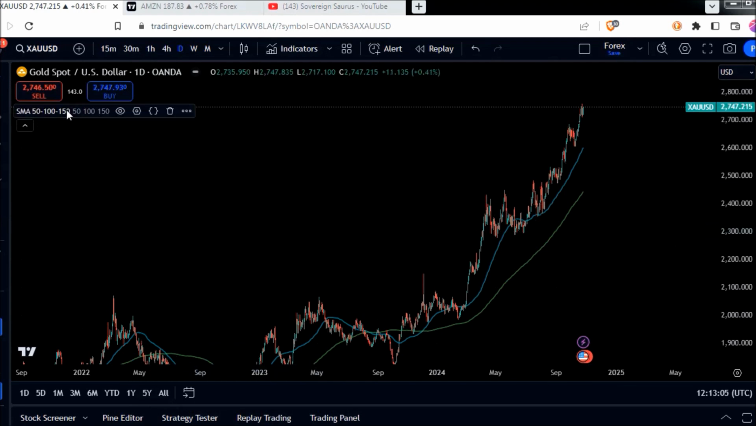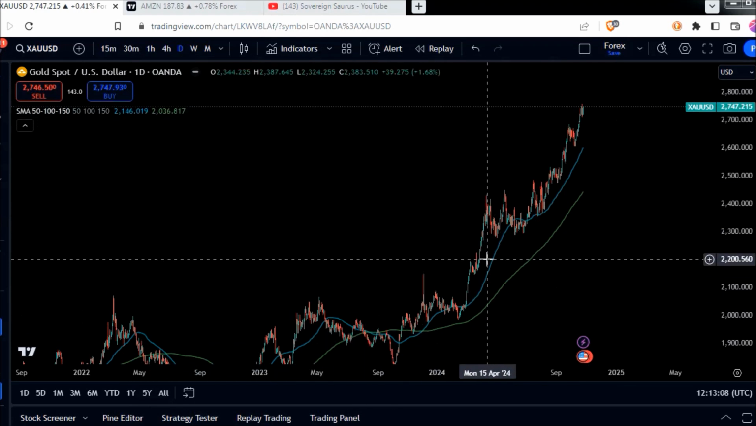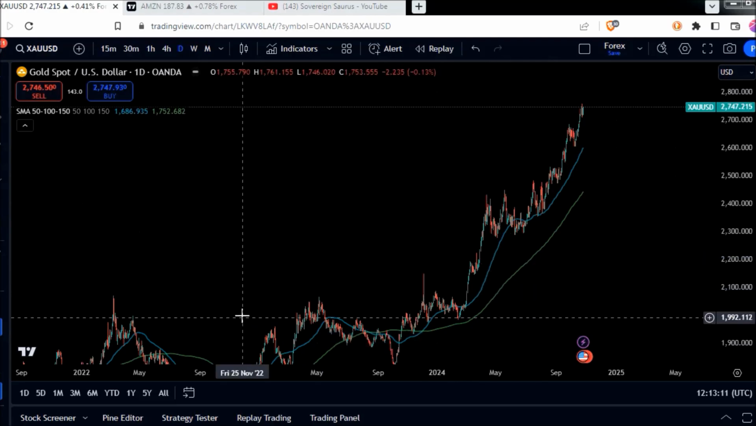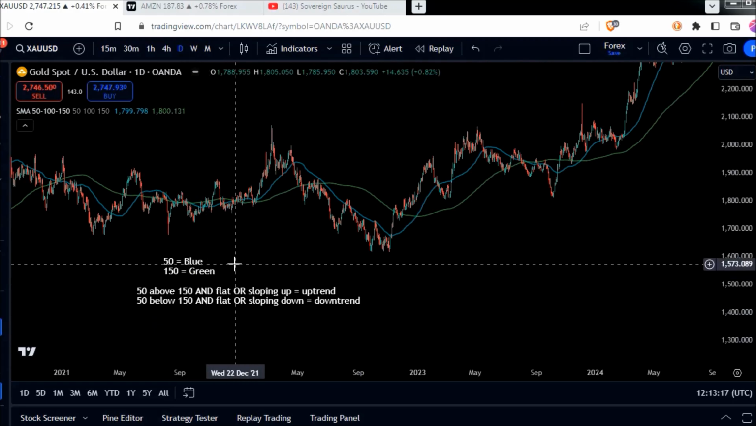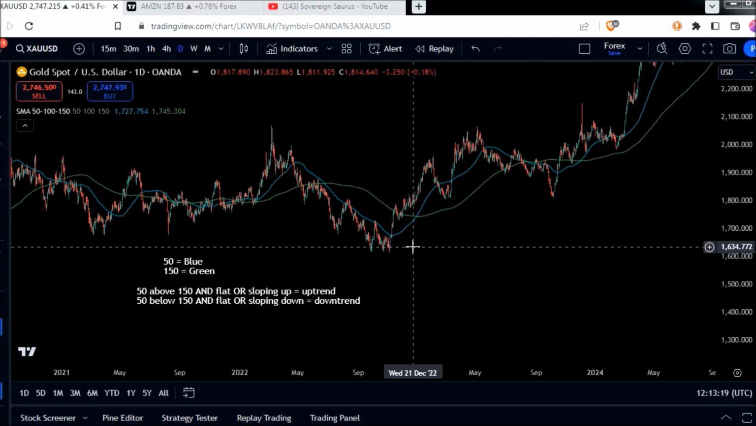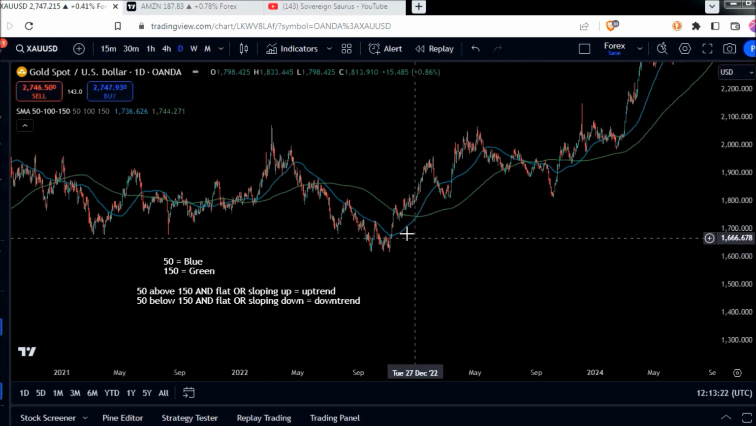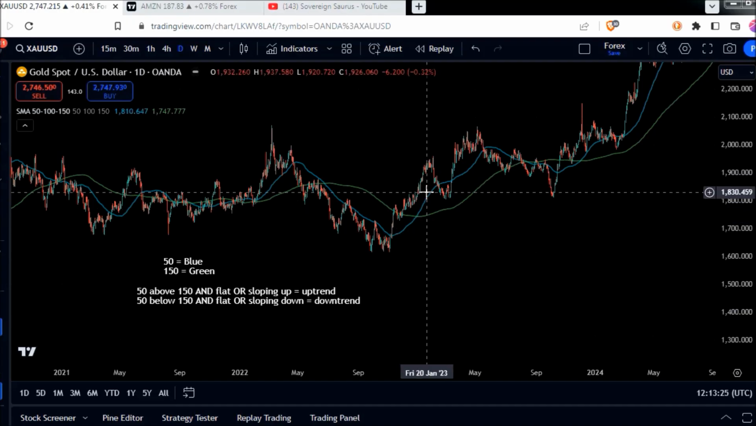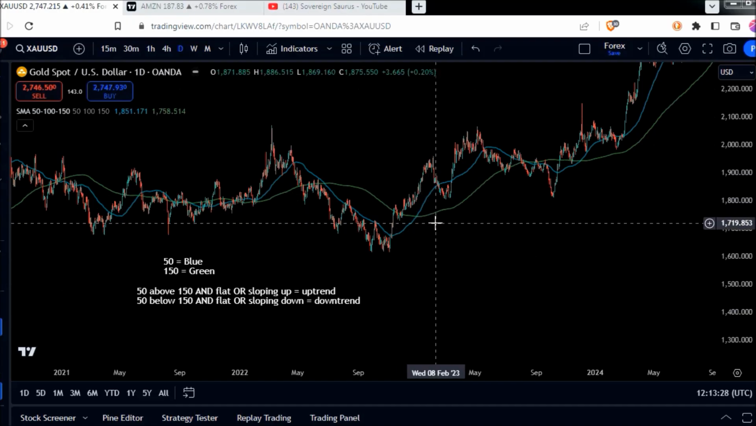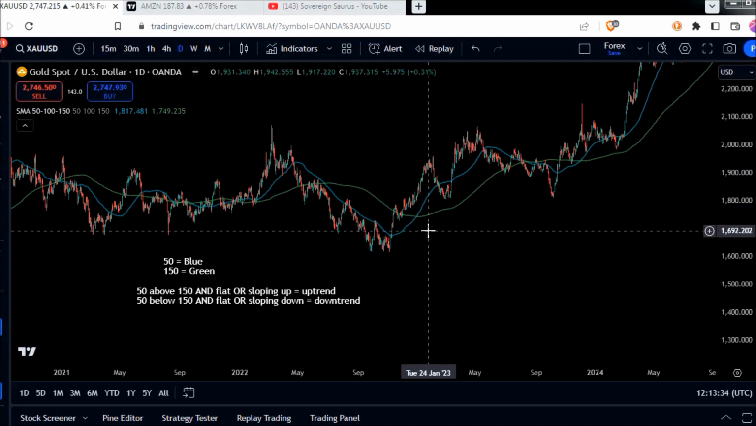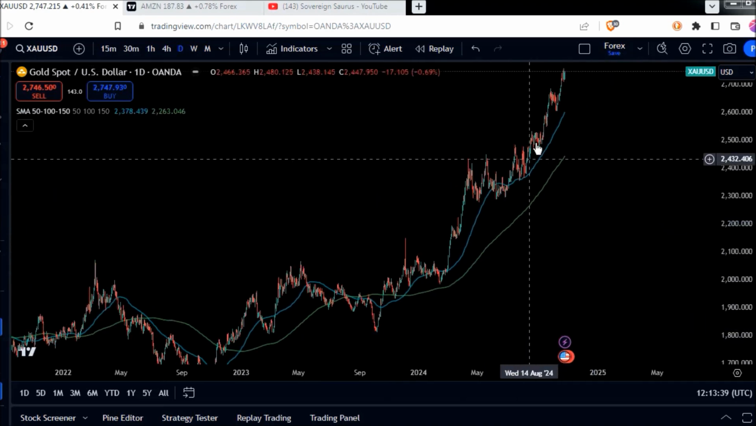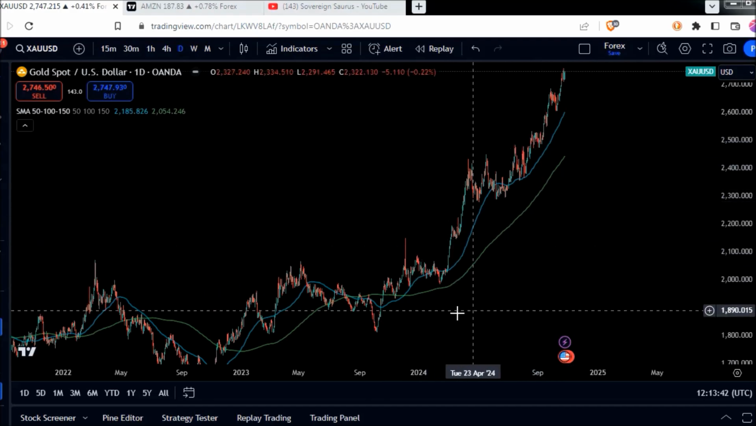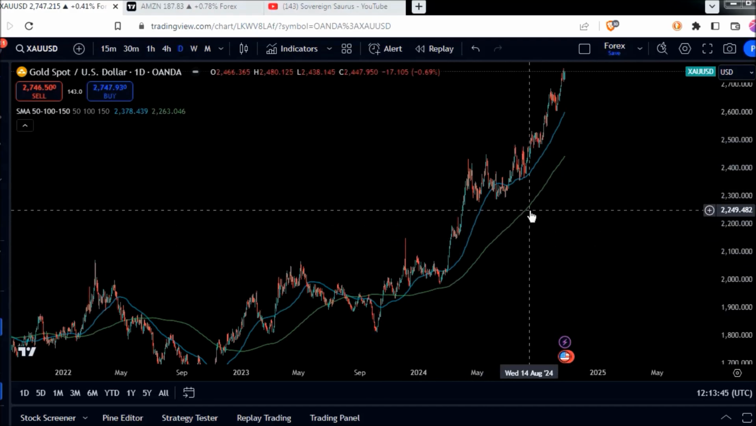So I've done that, and then I've just customized my colors. The 50 is the blue line, the 150 is the green line. So 50 is blue, 150 is green, if you didn't catch that. In order for us to see a trend, for an uptrend, we need the blue line to be above the green line, and for those lines to be sloping upwards. We can see quite clearly, if we look at now, we've got this blue line way above the green line, and it's clearly in an uptrend.